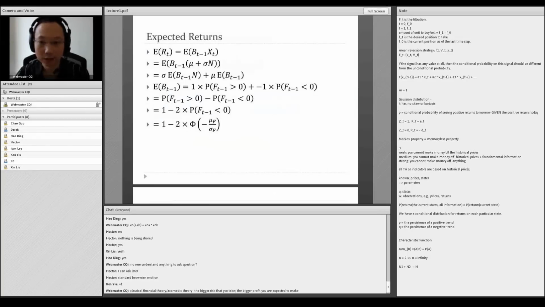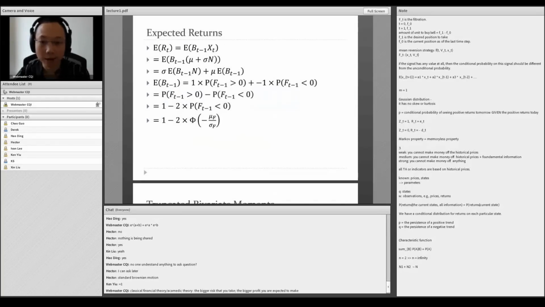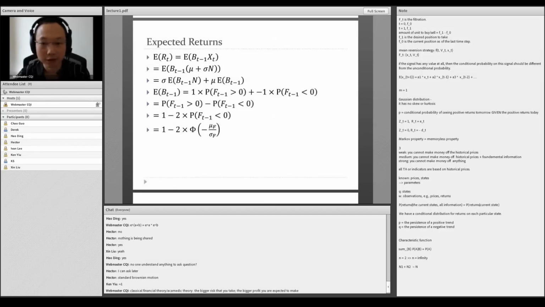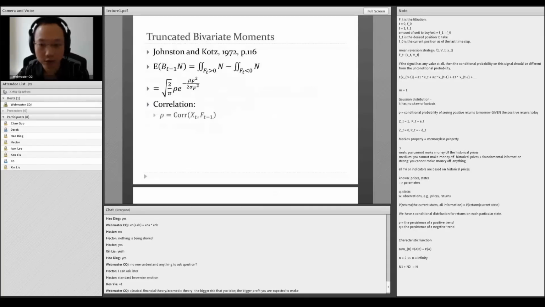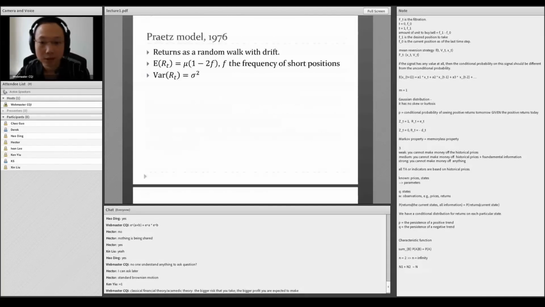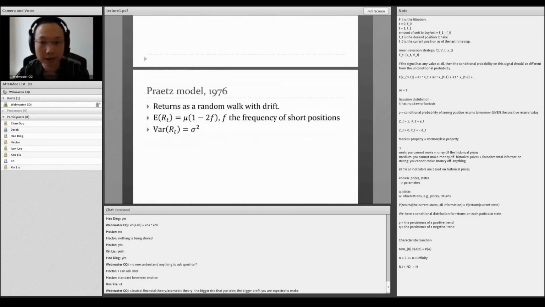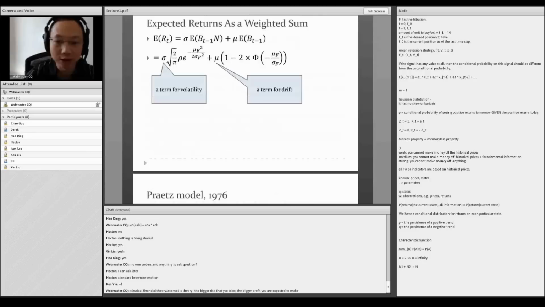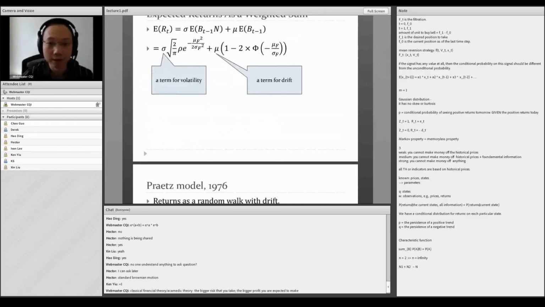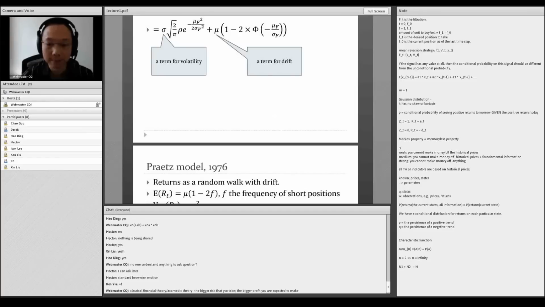So you see, basically, this 1976 model agrees with the 2000 model that we have here. In terms of the expectation of returns, they are both related to this term mu multiplied by 1 minus 2f. F is the probability of going short. What they don't have in the 1976 model is the volatility term. Like I said, this is quite surprising because the volatility term was not in the old model, but it's in the new model. And the bigger the volatility, the more money that you are expected to make.